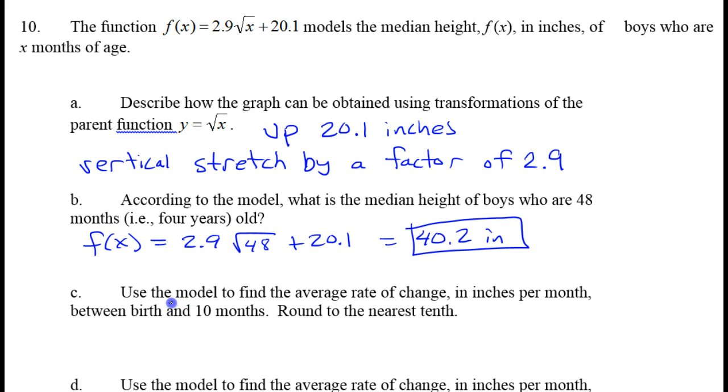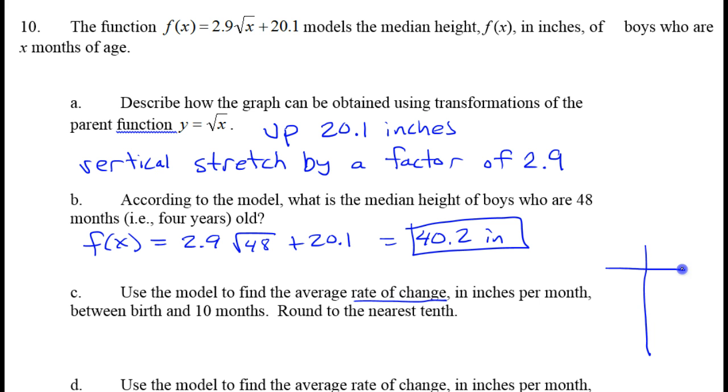We'll see. Use the model to find the average rate of change in inches per month between birth and 10 months. Okay, round to the nearest tenth. Well, that's what we were doing. This is the nearest tenth. Now, when they say rate of change, that is just a slope.